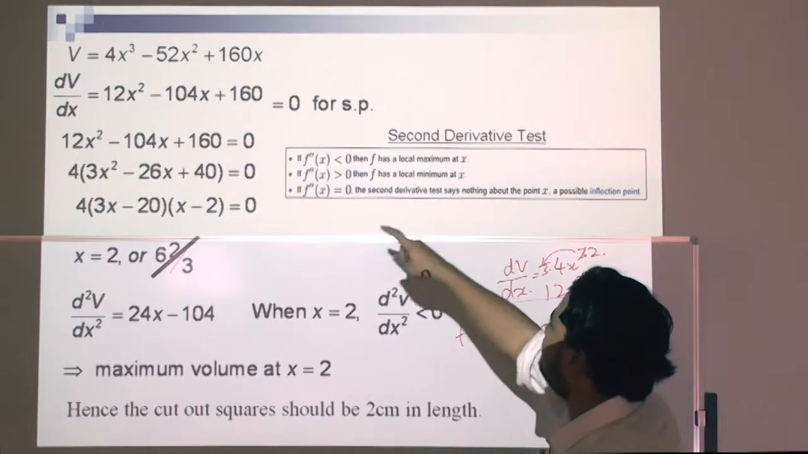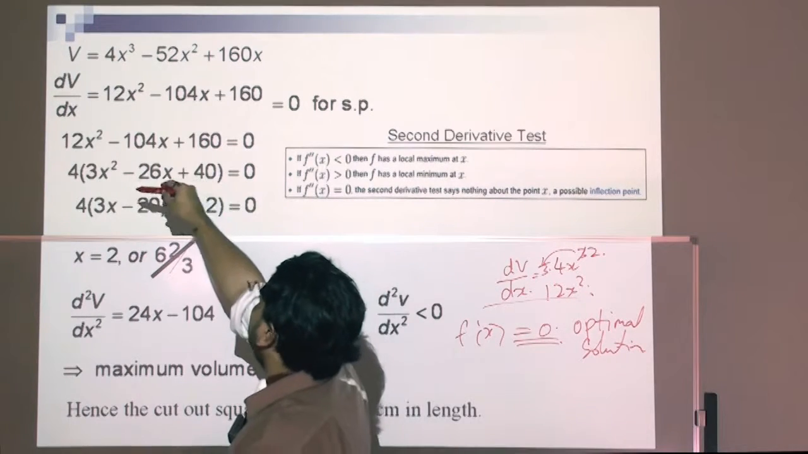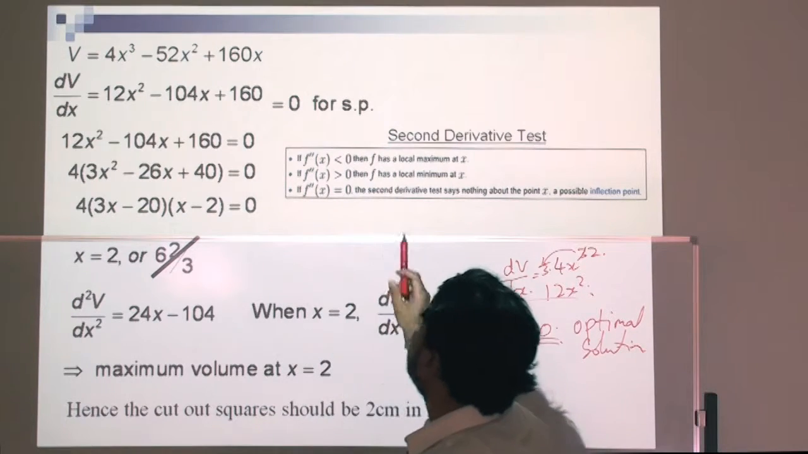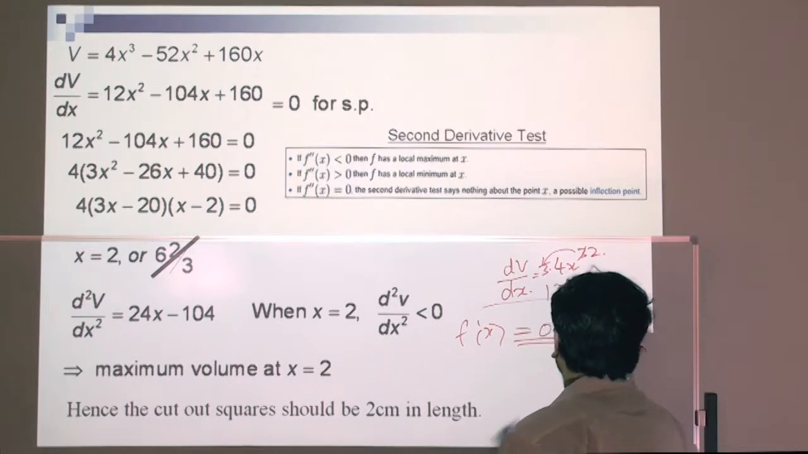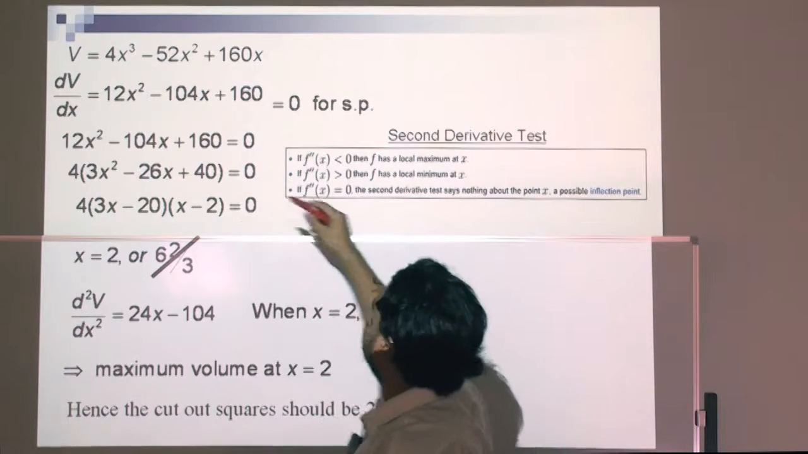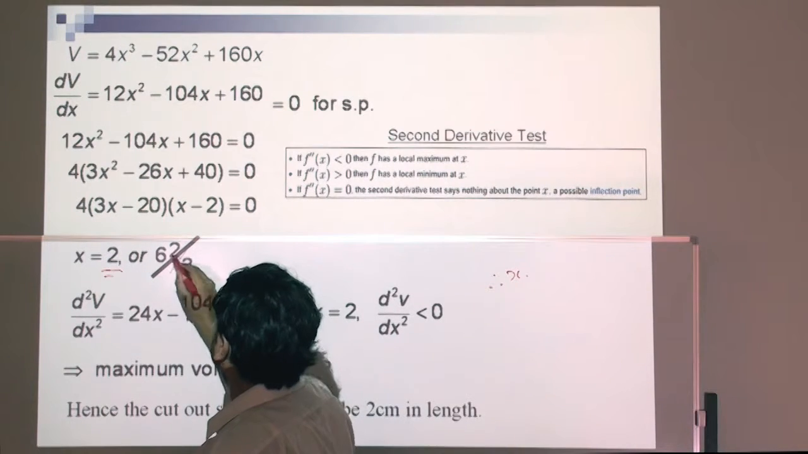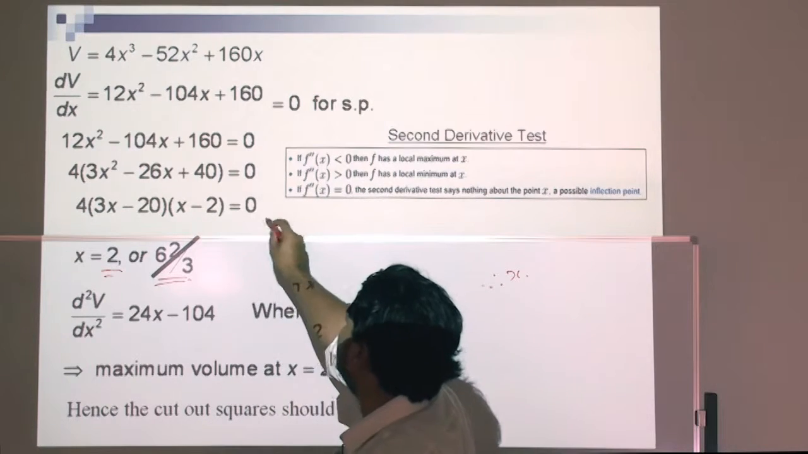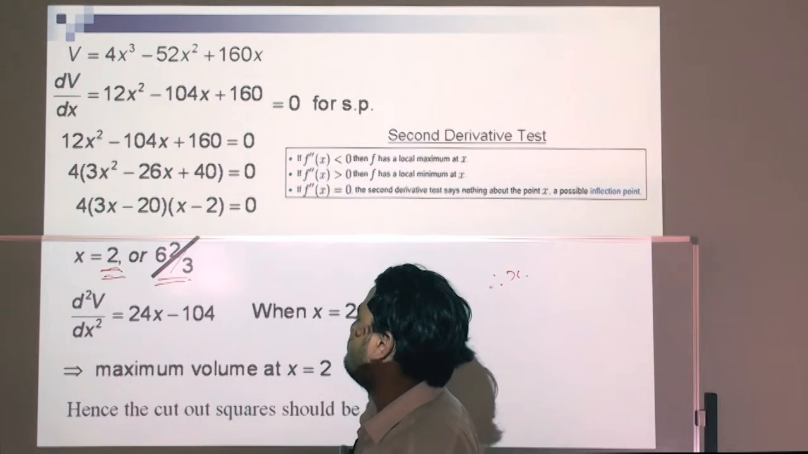Then we solve. 12x squared minus 104x plus 160 equals 0. Factorize over here. The common factor is 4. 4 times (3x minus 20) multiplied by (x minus 2) is equal to 0. Remember how to factorize that? Therefore, x is equal to 2 or 6 2/3. So you have two answers. You have a quadratic equation there, and you find out that x is either 2 or 6 and 2 over 3.